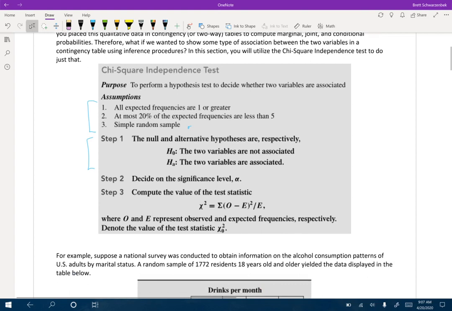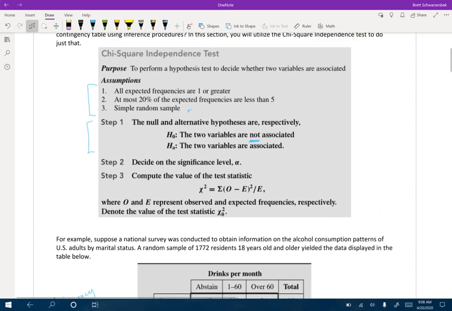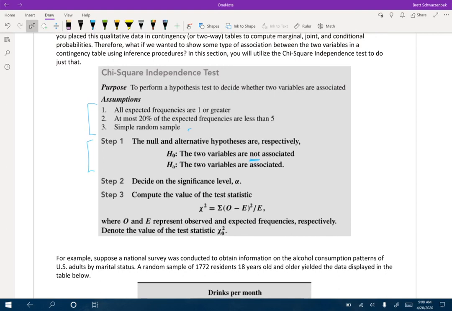Okay, so here's the deal. This is going to look a little weird. So the null hypothesis is that the two variables are not associated, whereas the alternative is that they are. So students will get a little confused about this because normally the null states some type of positive, they're the same, they're equal, and so on, whereas the alternative will be the opposite, that they're not. So this looks to be the opposite, but in reality they aren't, and I'll explain why. I'll come back to that in a second.